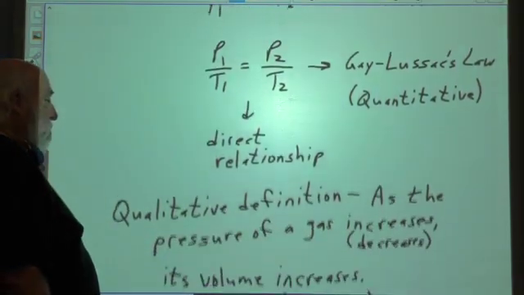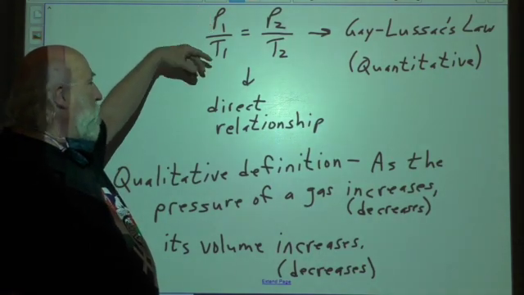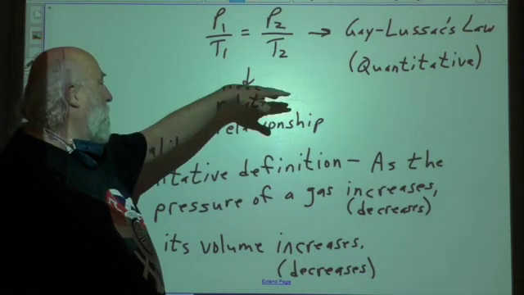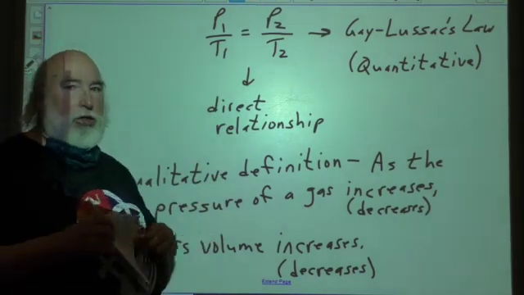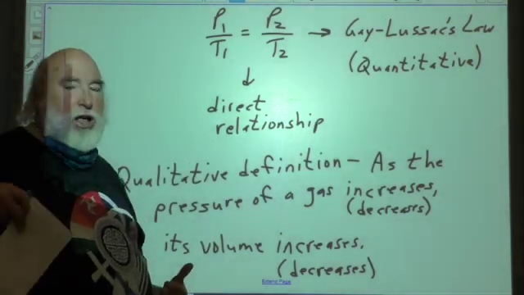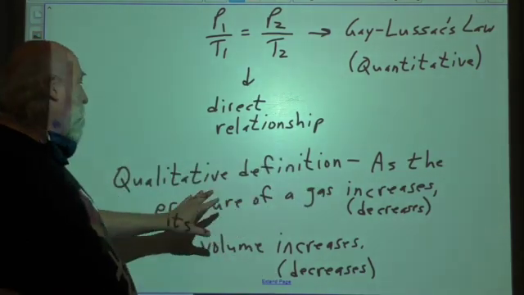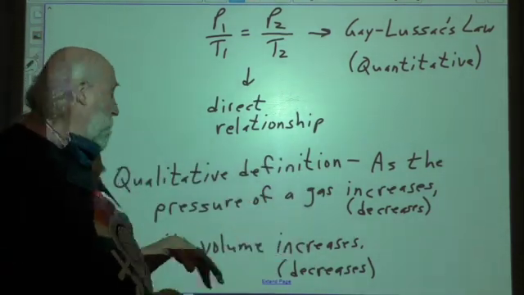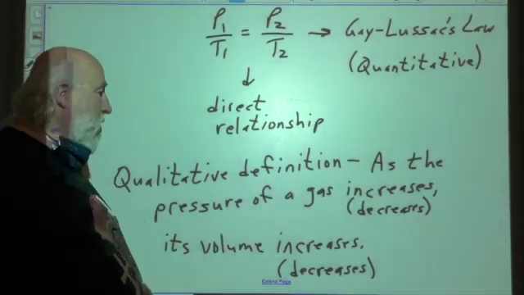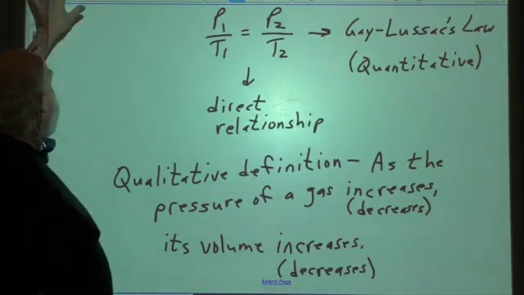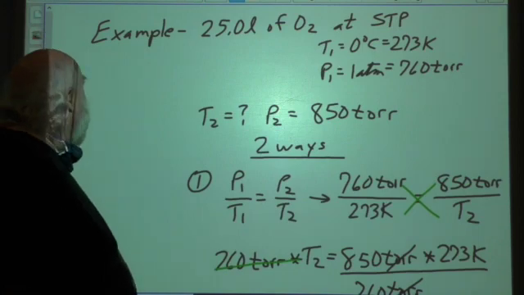That is the mathematical version of Gay-Lussac's law. The qualitative one is that when you have a situation like this, which came from P equals some constant times T, that is a direct relationship. In a direct relationship, as you change one variable in one direction, the other variable changes in the same direction. So as the pressure of a gas increases or decreases, its temperature increases or decreases, depending on what you've done to the gas. I gave two examples of this on the script. Let's take a look at them.